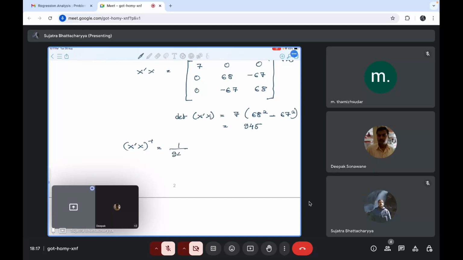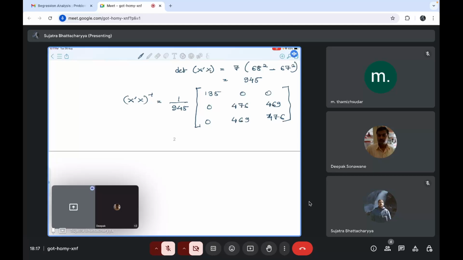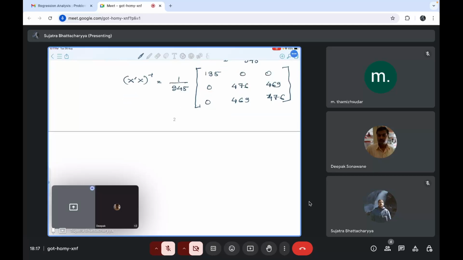I think this will be something 135 0 0 0 0 here, also 476 469 469 and 470. This is how it will come. And finally, when you divide all these things, this is the adjoint.